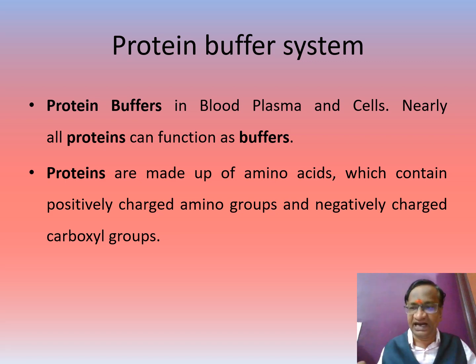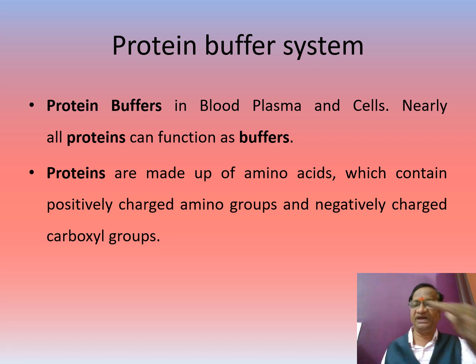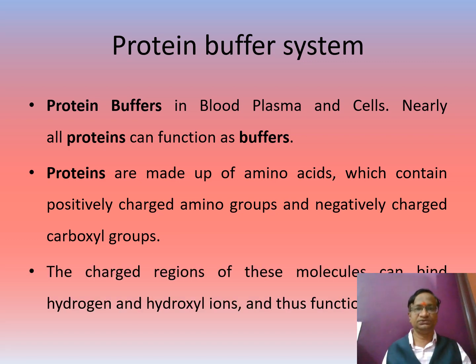Now we have clearly understood the buffer systems in ECF. Number one is carbonic acid-bicarbonate. Number two is the phosphate buffer system. Number three is the protein buffer system.